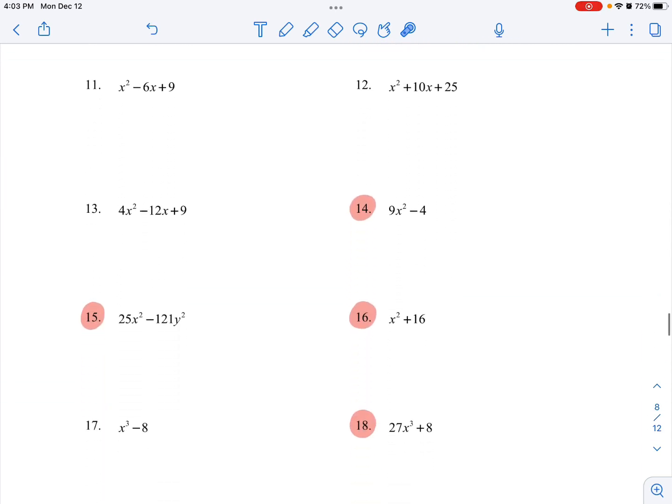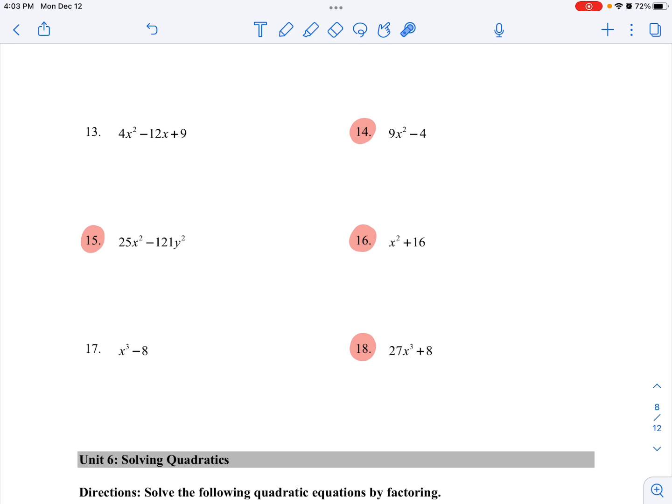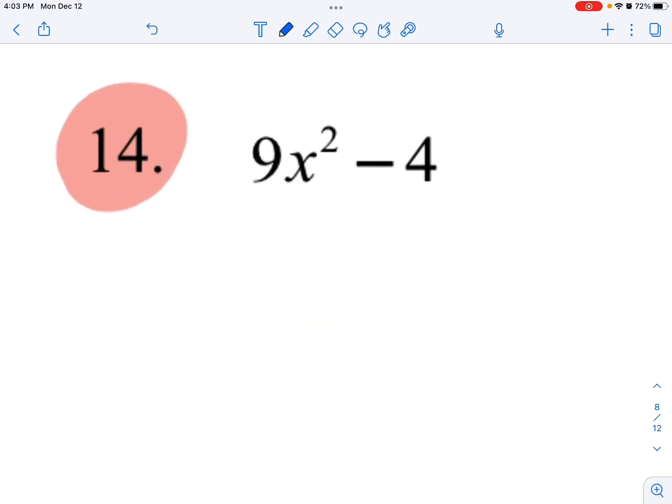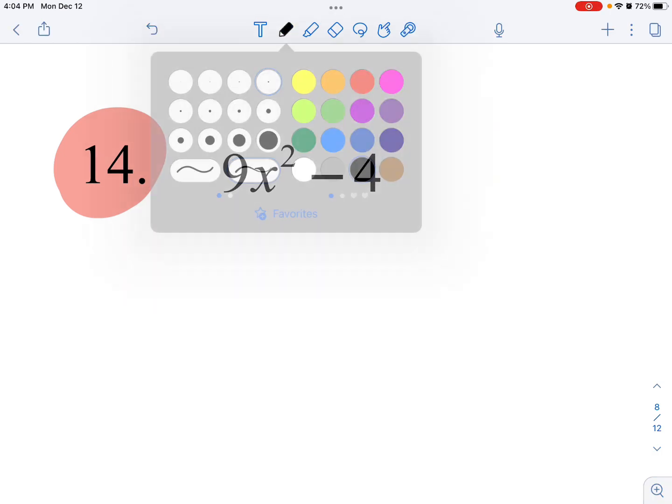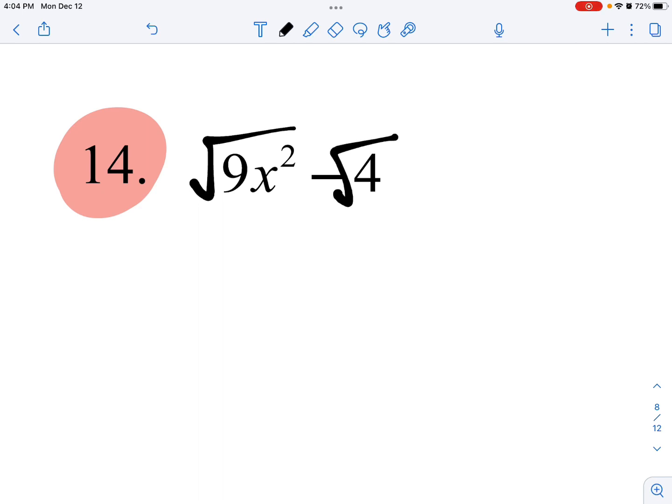There's 4 more problems on this side that I wanted to take a look at. Here we go with number 14. I see 2 things again, and yes, the very first thing I always think of when I see problems that look like this is I try a square root, and yes, this is one of the ones we're going to do that with, because 9 square roots and 4 square roots.